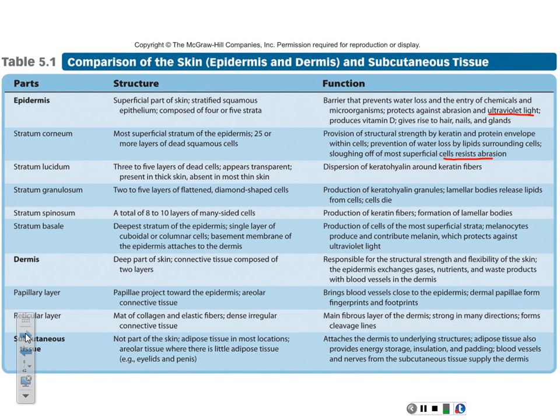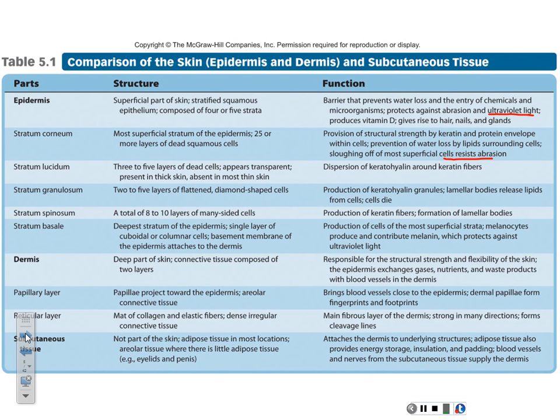And then the lucidum. This is sometimes not present in thin skin, but in thick skin, like on the palms of your hands and the soles of your feet, the lucidum is there. It's one of the 5 layers, but it's sometimes absent, and it's got keratohyalin and keratin fibers. Keratohyalin is a protein that's altered from keratin, and it gives it a more fibrous quality.